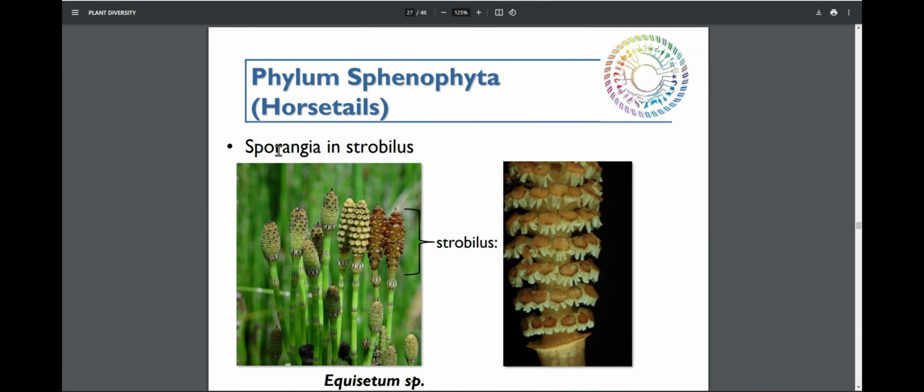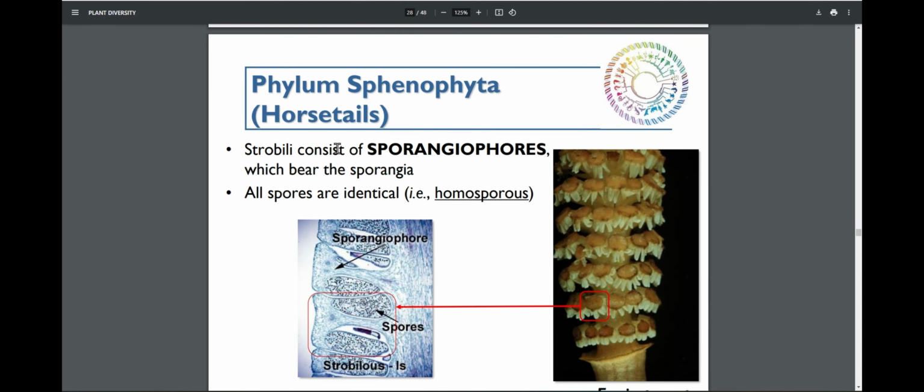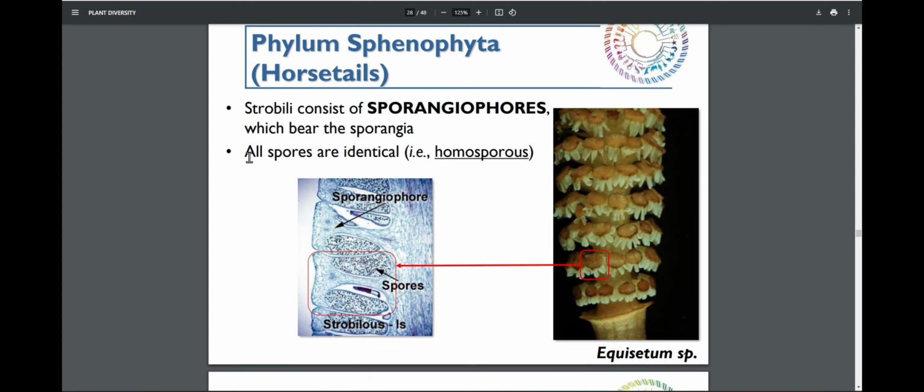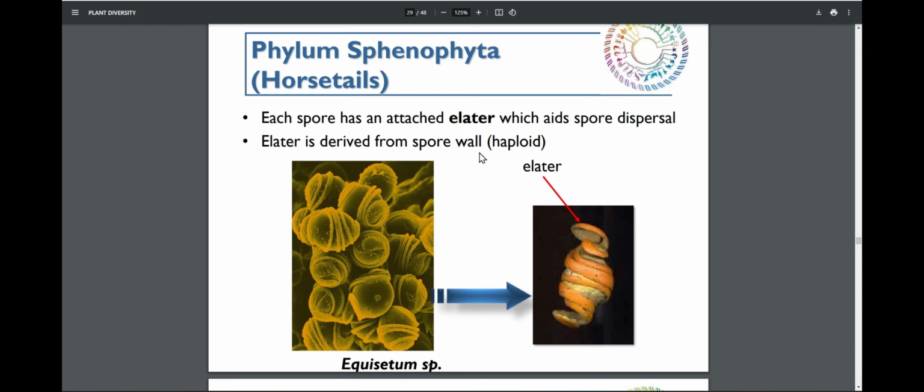Okay, and then the strobilus is where the sporangia are. Looks like that. And then the strobili consist of sporangiophores, which bear the sporangia. And same again, homosporous, only producing one type of spore. The sporangiophore is here. I'm not too sure what the difference is then. I guess this is the sporangia, and this is the sporangiophore. Oh well. Alright, this part may confuse you a little bit.